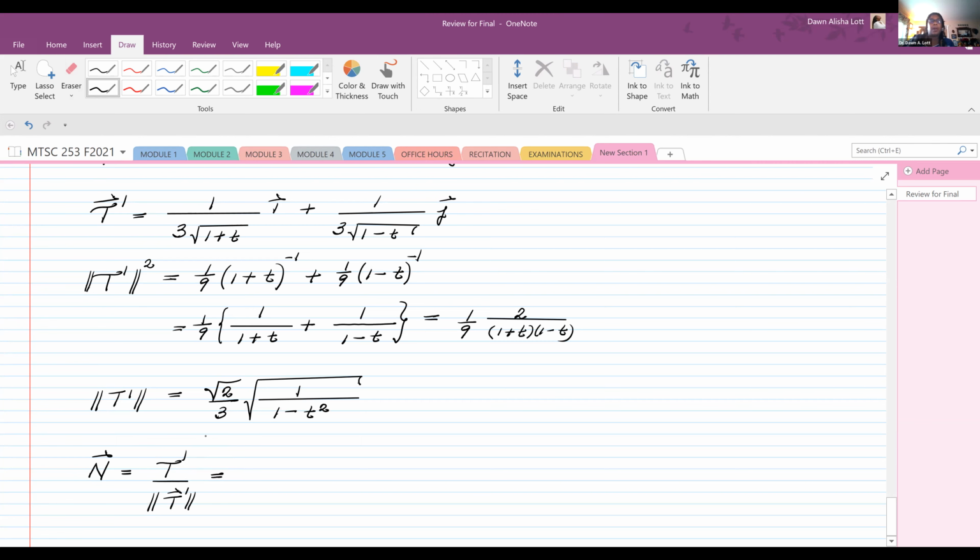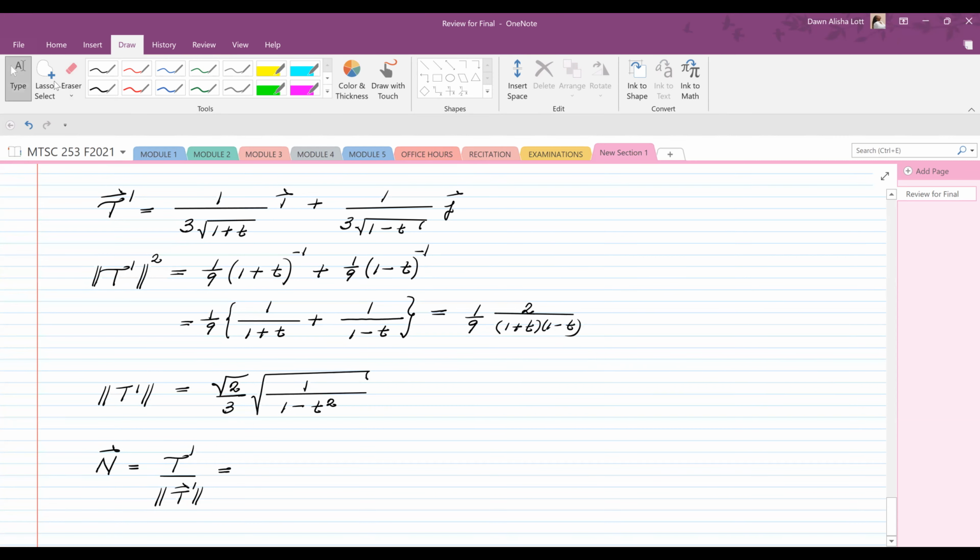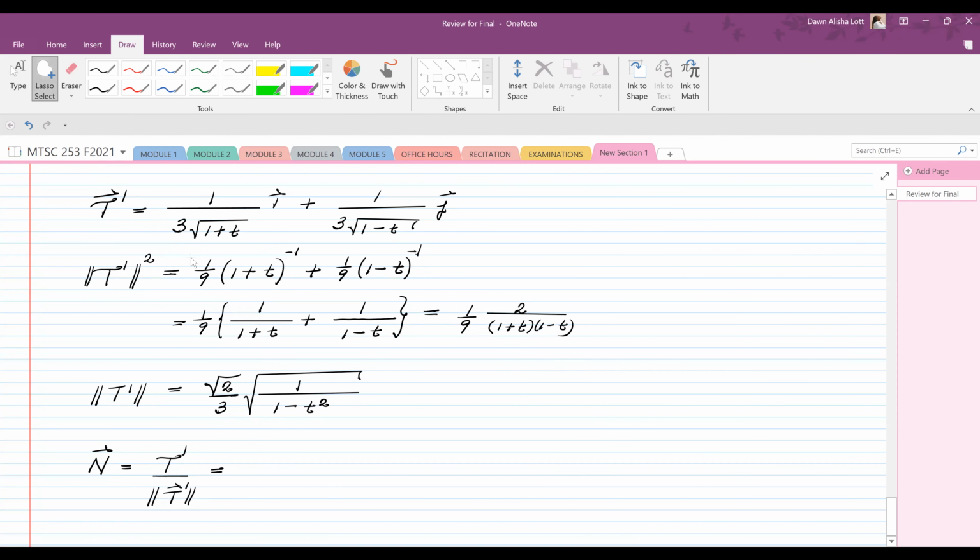So t prime is this thing. No, it ain't. t prime is this thing.